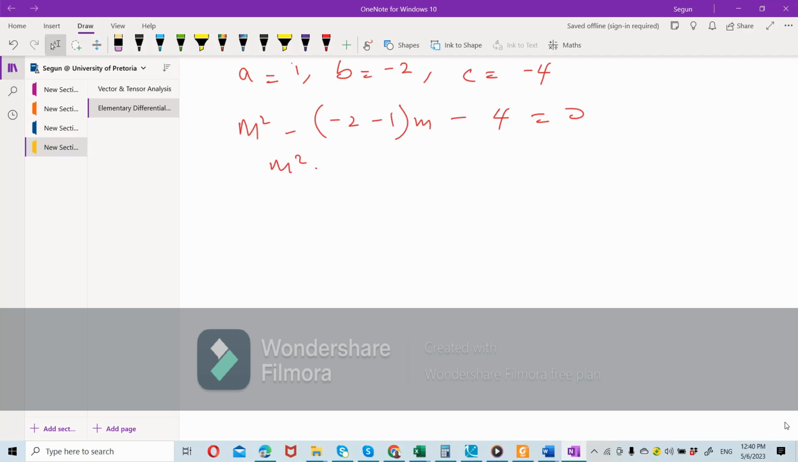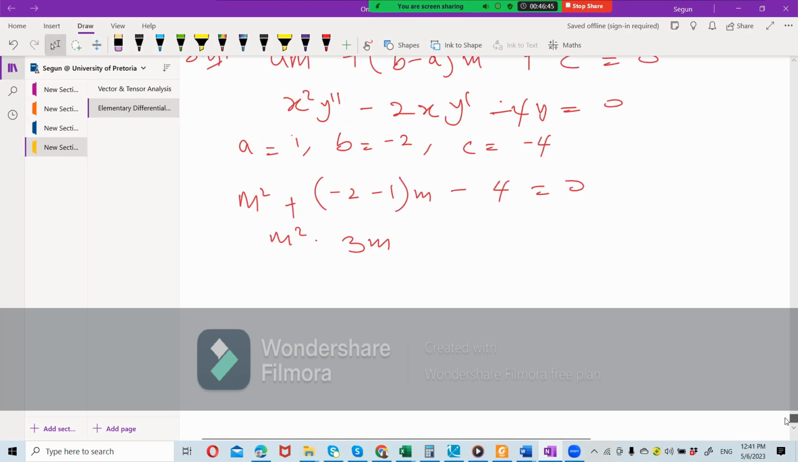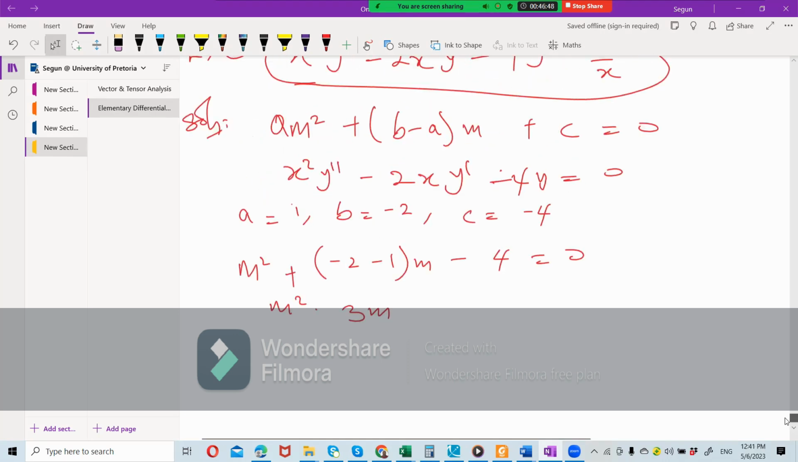Is it minus 3 or plus 3? Plus 3. Plus 3m. You have plus 3m. Sorry, this is plus. You remember? It's minus. So it's minus. From the formula, is it plus or minus? It's minus. Look at this now.